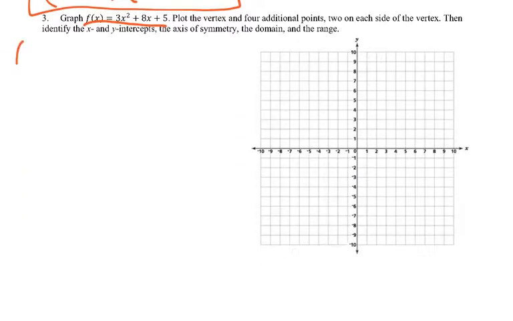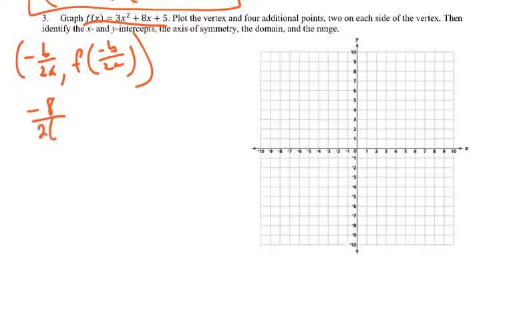So our vertex is negative b over 2a, and then we find f of negative b over 2a. So our first step to plot our vertex is to determine negative b over 2a. So our x-coordinate, negative b over 2a, is going to be negative 8 over 2 times 3, which is equal to negative 8 over 6, which is equal to negative 4/3. Leave this as a fraction. So that is our x-coordinate of our vertex.